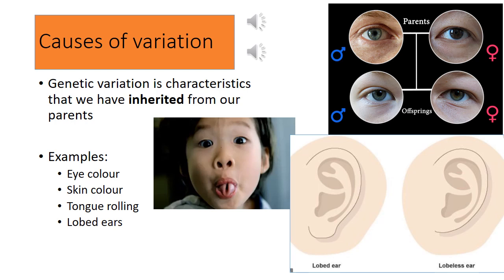This definition is another important one. So can you write down the definition, please, of genetic variation? It is characteristics that we have inherited from our parents. And to help yourself out as well, you could write down a few or all of those examples.